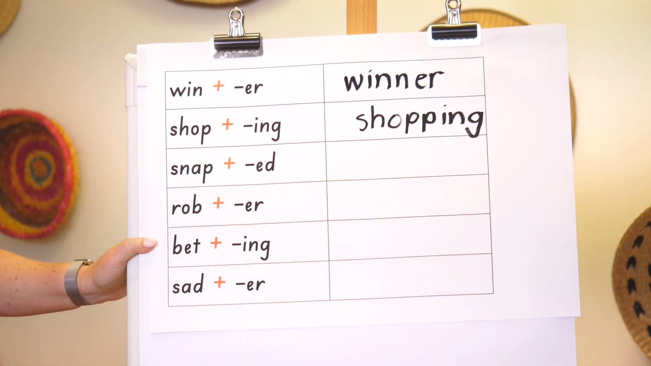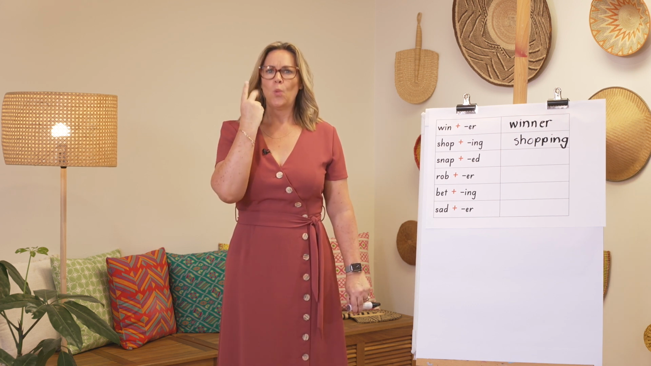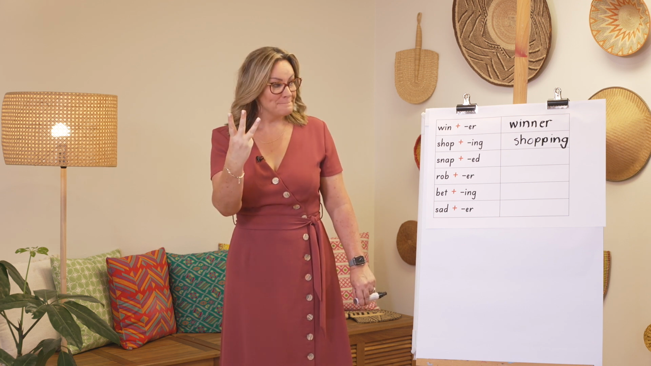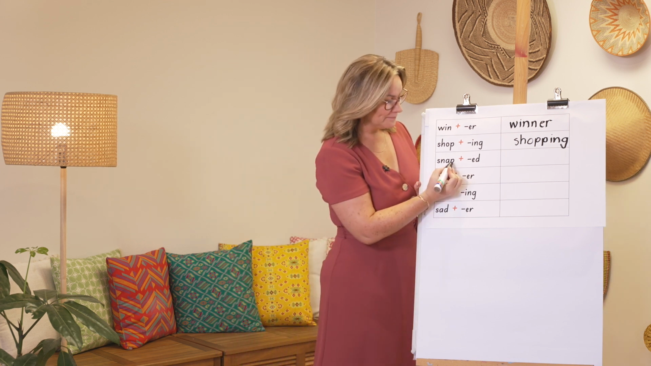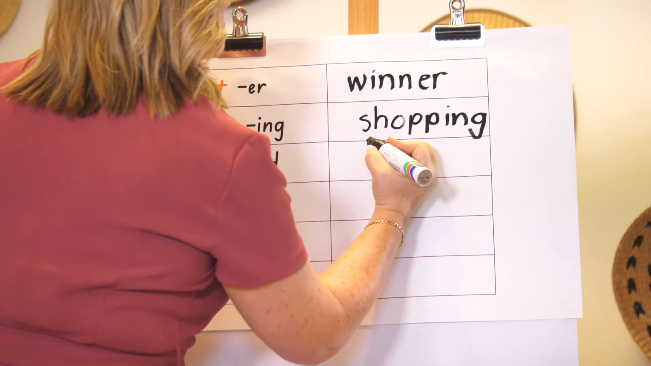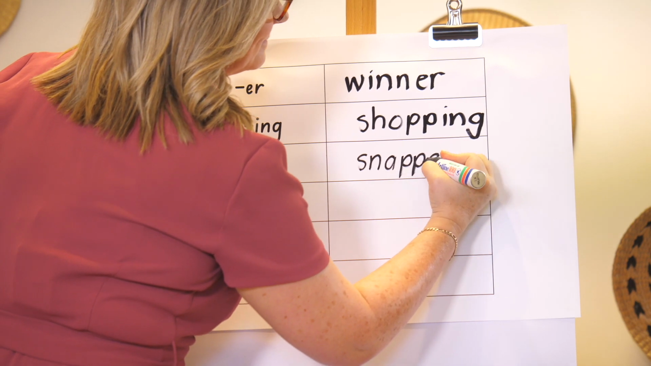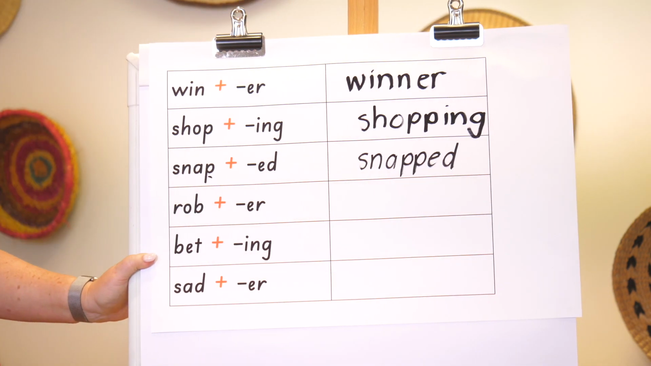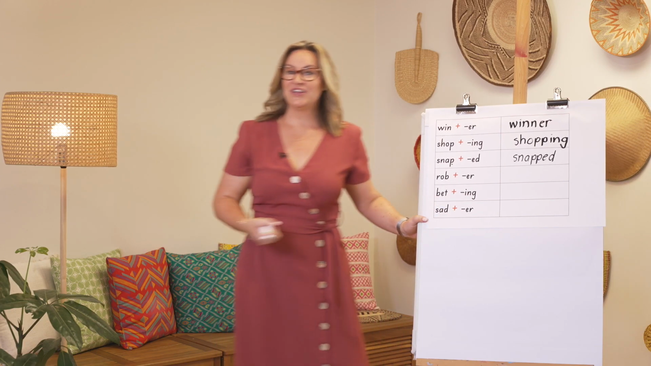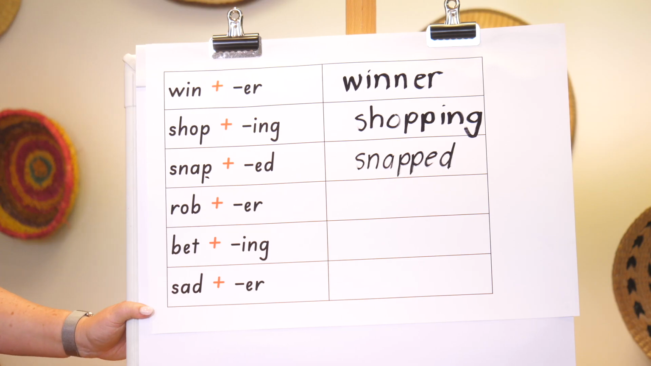Next, snap. You do it in your head. What are you doubling? Add your suffix. Write the word. Check your work. Brilliant. Okay. Pause the video. Do the next 3 by yourself. Come back and we'll check our work.